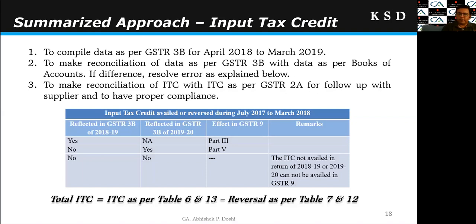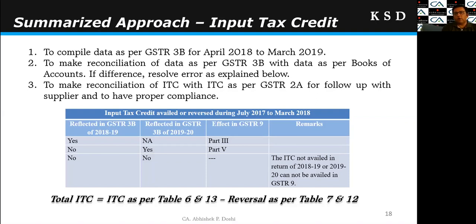I have not reflected the ITC in GSTR 3B of 1819 as well as 1920. That is a period allowed, April to September 1920. Then what will happen? Then as per the instruction of the GSTR 9, I cannot avail such credit because the time limit for availment of credit has lapsed. So again, total ITC will be ITC as per table 6 and 13 less reversal as per table 7 and 12. So table 6 plus table 13 minus table 7 and minus table 12. This will tally with my net ITC as per my books of account, right?